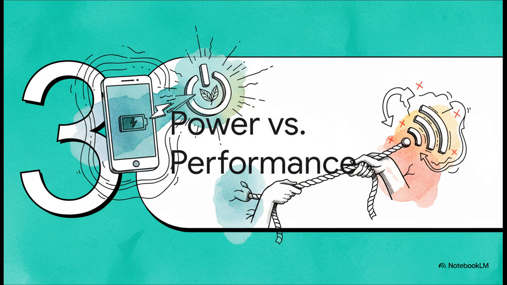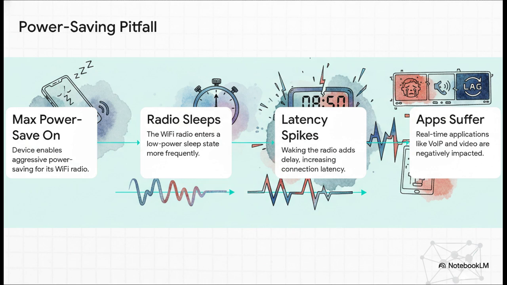This one's a constant battle. A real tug of war between saving power and getting top performance. I'm talking about power saving settings. Every single mobile device is trying to squeeze out more battery life, but sometimes that comes at a huge cost to your network's performance. This is what we call the power saving pitfall.